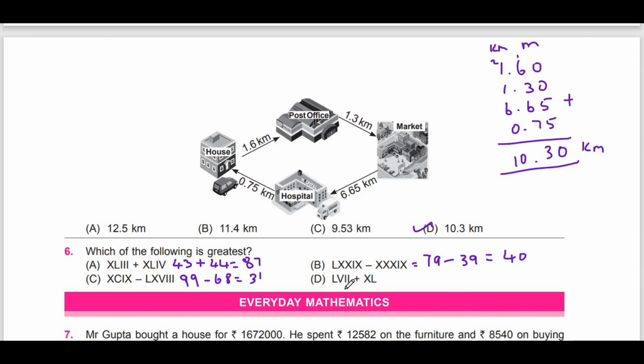Now let's see option D. We have L and 8. L is 50 and then 8 is 58. So we have 58 here. And then XL. XL is, right, L is 50. XL will be 40. So 58 plus 40 will give us 98. So now let's see which is the right option. They are asking us the greatest number. We have got 87, 31, 40 and 98. So which is the bigger number? 98. So option D is our right answer.